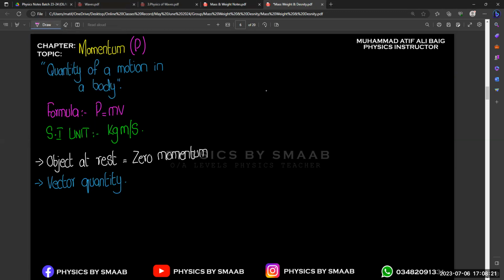If we talk about directions, momentum can be either positive or negative. We will discuss how momentum becomes positive or negative. So first of all, it may be a positive momentum or a negative momentum, and let's see how it is possible.